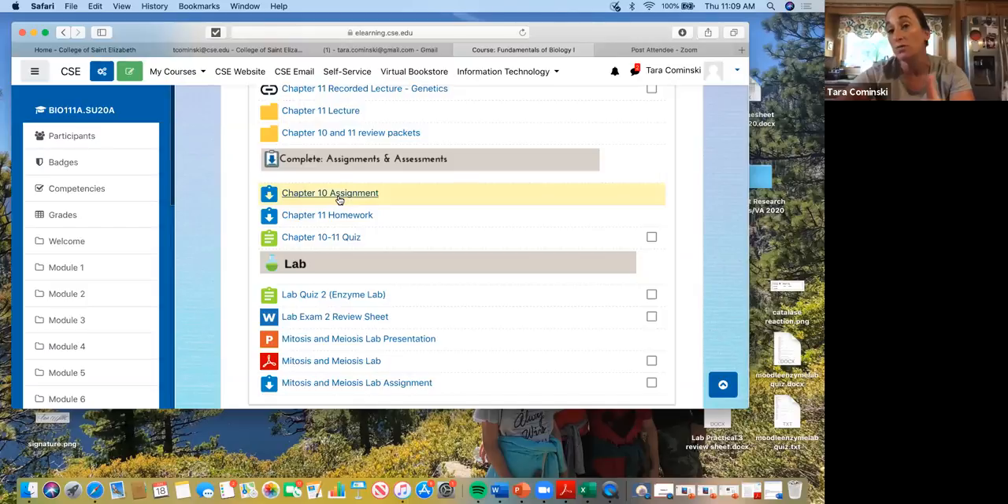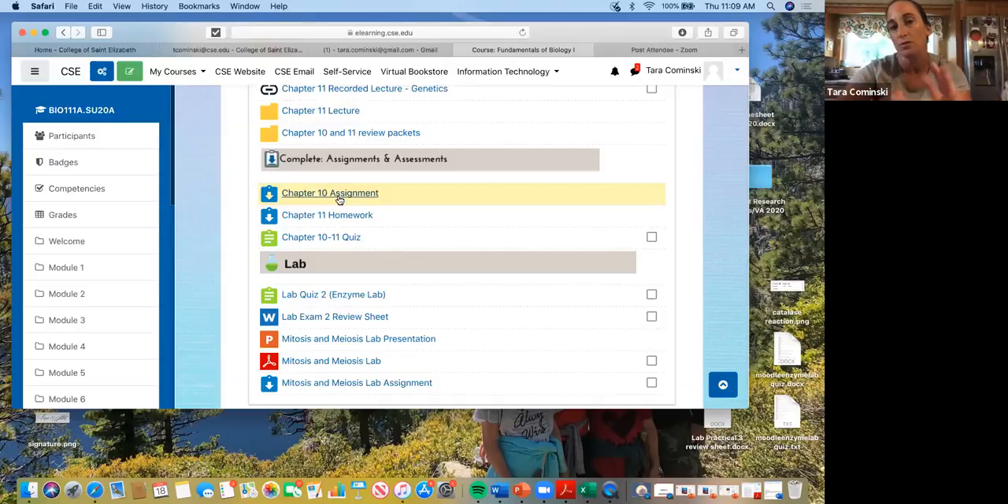A big chunk of chapter 10, well, I guess it wasn't really a big chunk, but a part of chapter 10 went over meiosis, right, and the stages of meiosis. So basically what's happening there. Also, a lot of chapter 10 was comparing mitosis and meiosis in terms of the procedures.